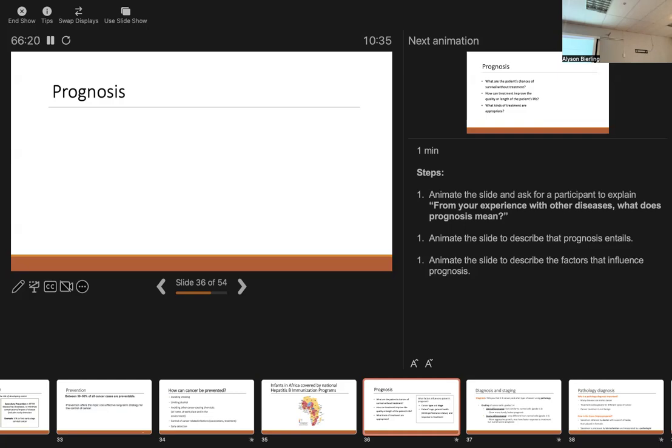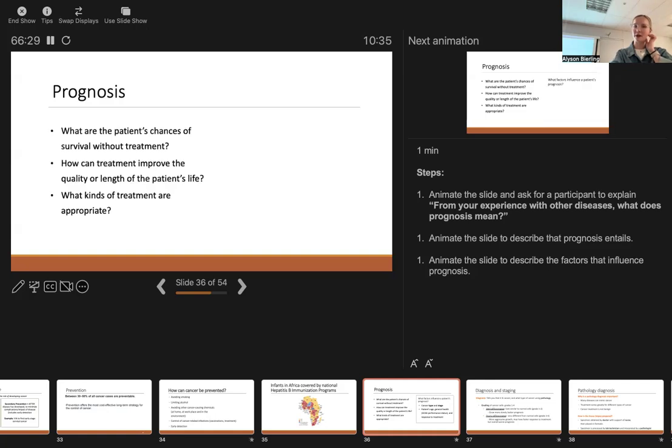Okay. Chances of recovering. Good. Those are all pieces of the prognosis. So prognosis answers a variety of different questions. What are the patient's chances of survival without treatment? How can treatment improve the quality or the length of the patient's life? What kinds of treatment are appropriate?